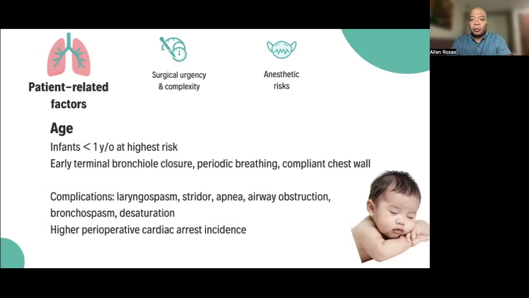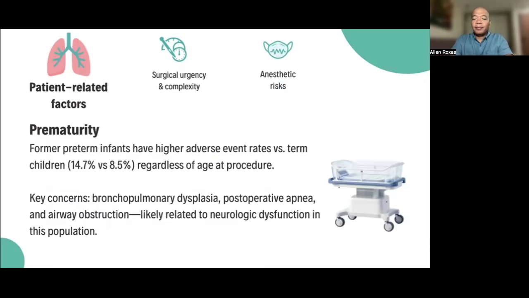Now let's tackle each one. The first factor is age. Infants younger than 1 year have the highest incidence of perioperative respiratory complications. This is largely because of their unique physiology, which includes having smaller airways, having more compliant chest walls, periodic breathing, and earlier airway closure. As a result, they are more susceptible to laryngospasm, apnea, airway obstruction, bronchospasm, and oxygen desaturation.